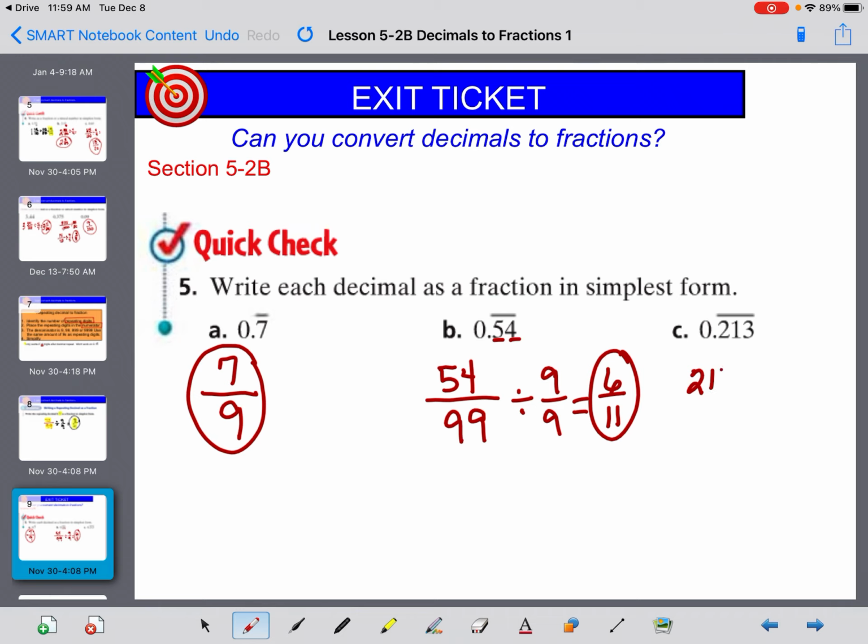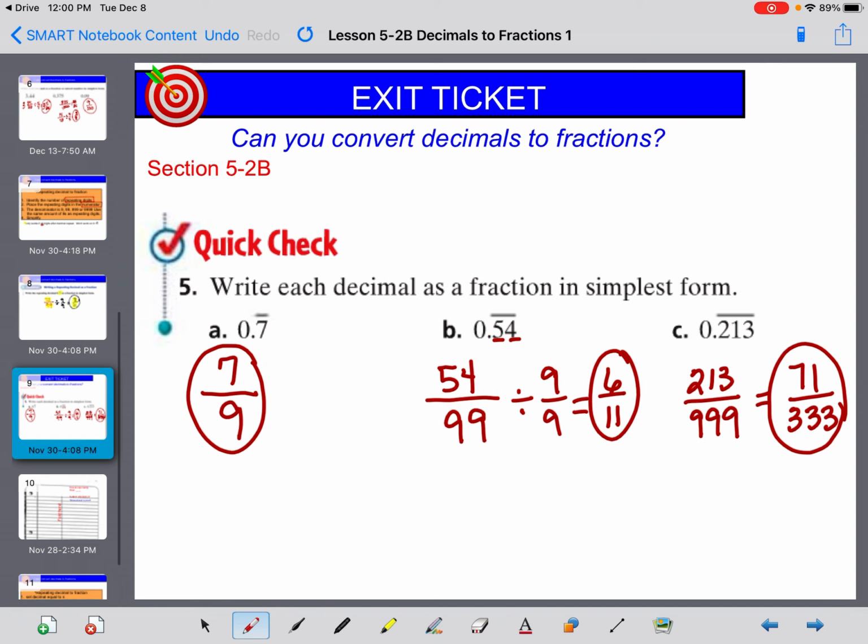Lastly, 213 is the repeating series of numbers, so I put it in the numerator. In the denominator, I place it over 999. 3 9s in the bottom because there are 3 digits repeating. Now, using my divisibility rules, I see that 213 and 999 are both divisible by 3. And so I get 71 in the numerator and 333 in the denominator. And that is my answer.